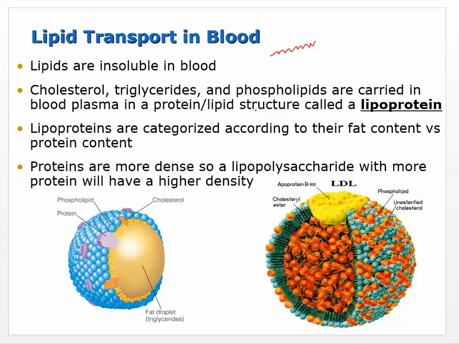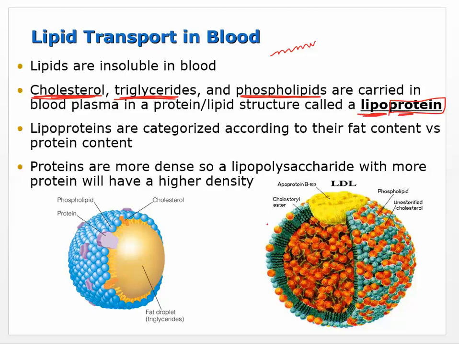They're actually moved on something called a lipoprotein. Okay, so that protein part of it helps to contribute, but it's actually the entire structure in general. So cholesterol. Okay, so when we're talking about lipids, we're talking about cholesterol, triglycerides, fatty acids in general, and phospholipids. Okay, so remember, phospholipids are the main component of a cell membrane. And so cholesterol, triglycerides, and phospholipids are carried in blood plasma in a protein lipid structure called a lipoprotein, which are made of lipids and protein.